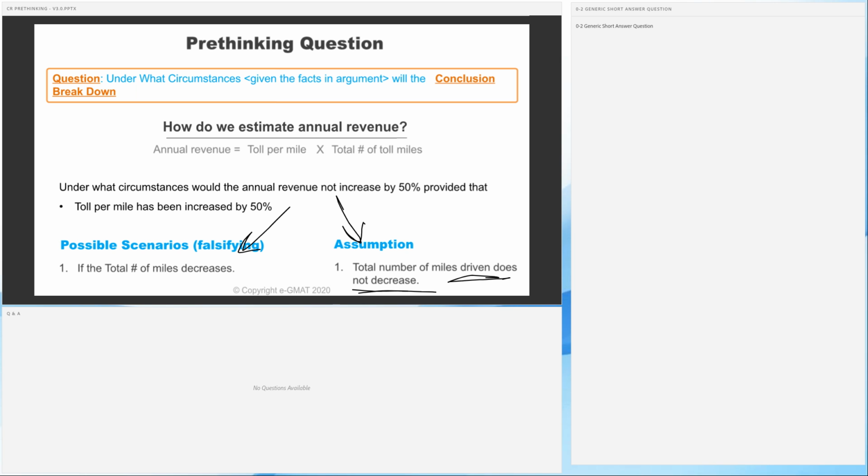Is everyone clear about the pre-thinking? Is this clear? Okay. I have a doubt with this. Can we explain how we arrived at the conclusion?